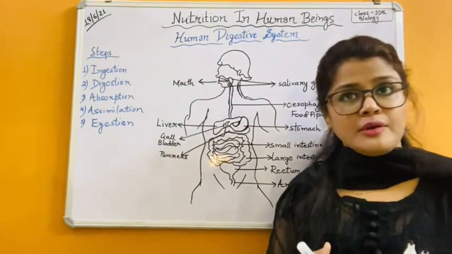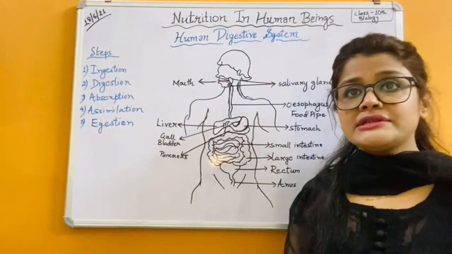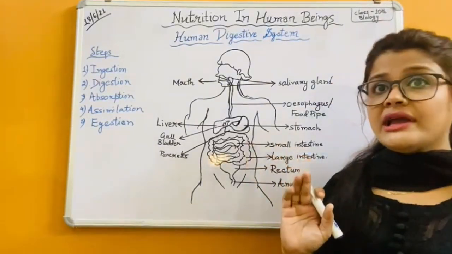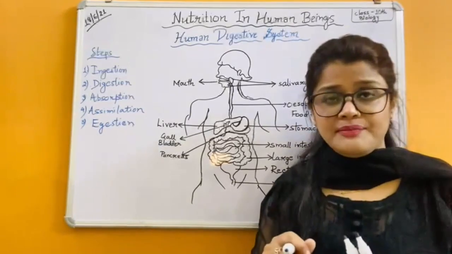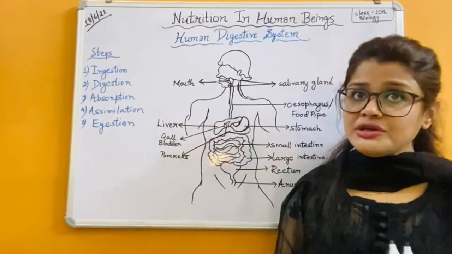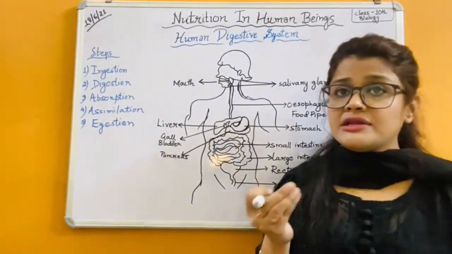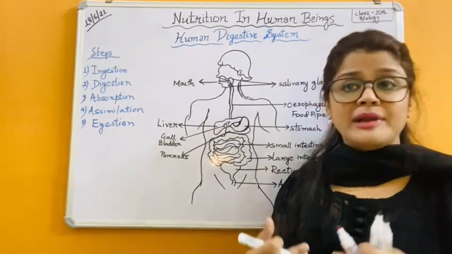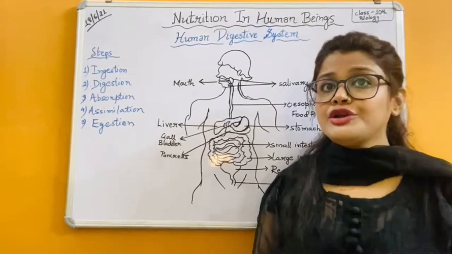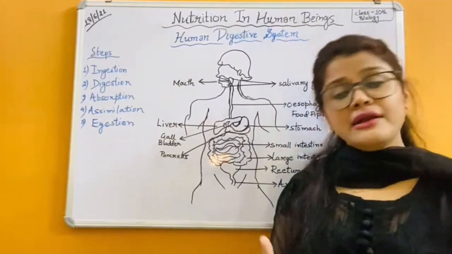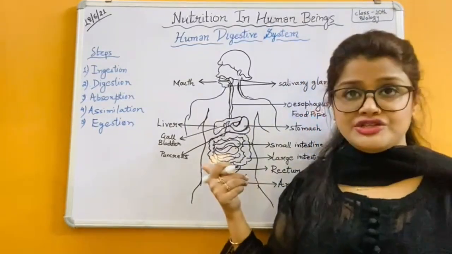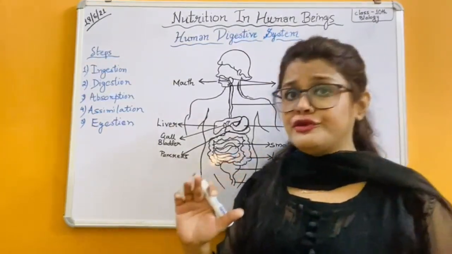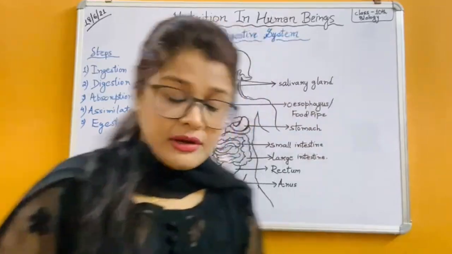Third step is absorption. Absorption is the process in which digested food passes through the intestinal walls into the main bloodstream. Now the fourth step is assimilation. What happens in assimilation? It is the process in which absorbed food is taken in by our blood cells, our body cells, and used for energy, growth and repair. And the last is egestion. Egestion is the process in which the undigested food is removed from our body.